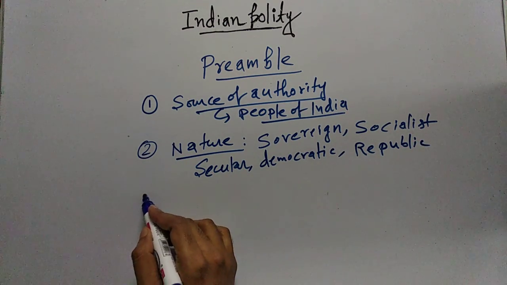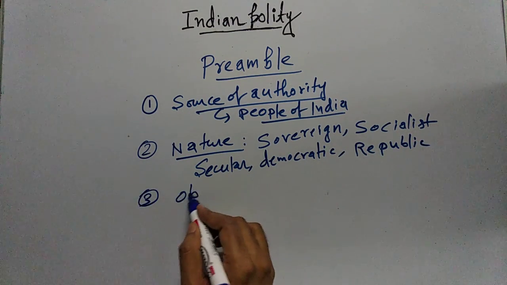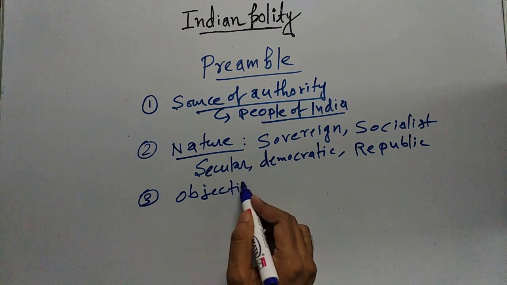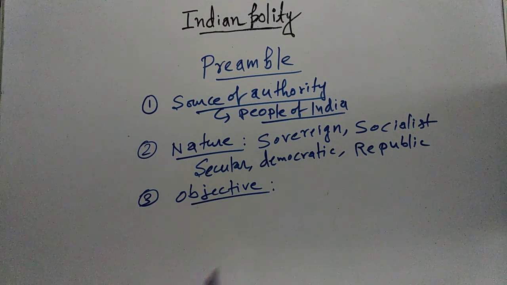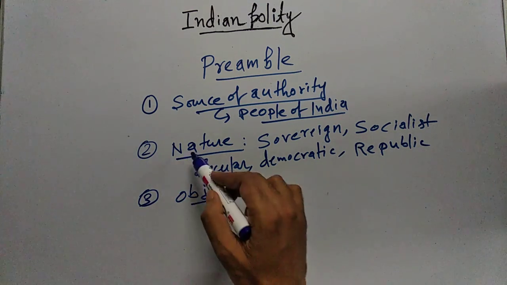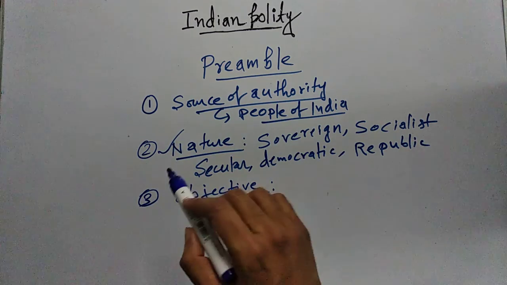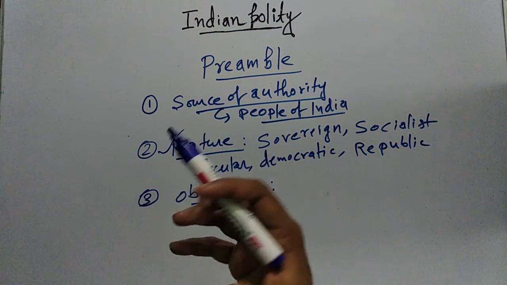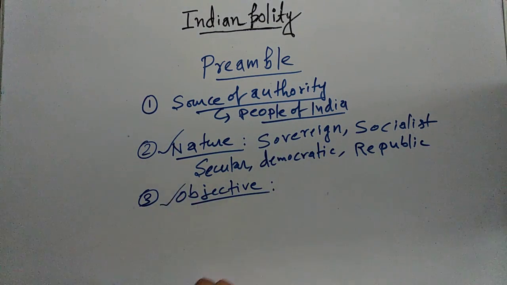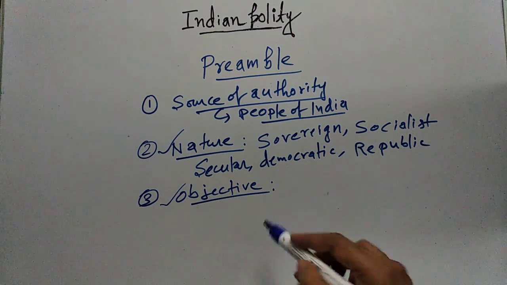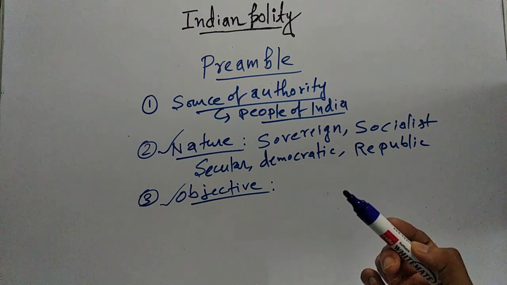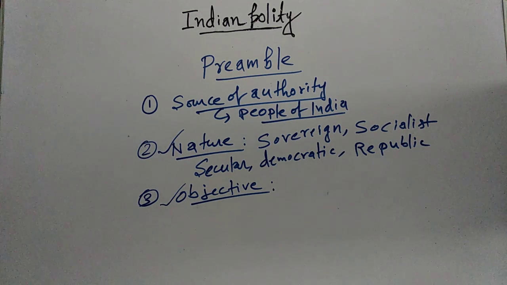Then the preamble also reveals the objective of the Indian Constitution. That means what the Indian Constitution wants to achieve. Nature is what we are. What is the nature of the Indian state means what is the Indian state, what we are. And what is the objective of the Indian Constitution means what we want to achieve through this constitution. And what do we want to achieve? We want justice, equality, liberty, fraternity.